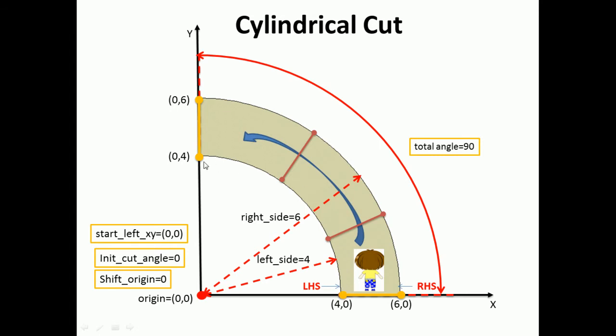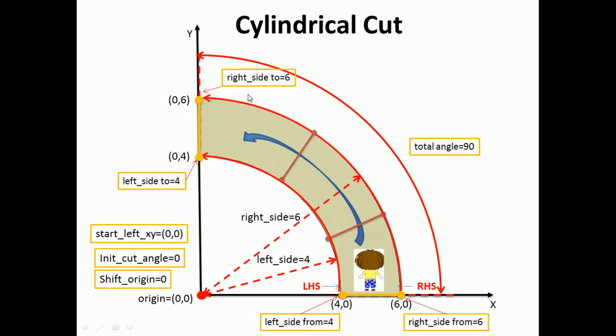For the left boundary, the left side of the starting point is 4 micron. The left side of the finishing point is 4 micron. For the right boundary, the right side of the starting point is 6 micron. The right side of the finishing point is 6 micron. So the left boundary can be defined as left side from is 4, left side to is 4. The right boundary can be defined as right side from is 6, right side to is 6.